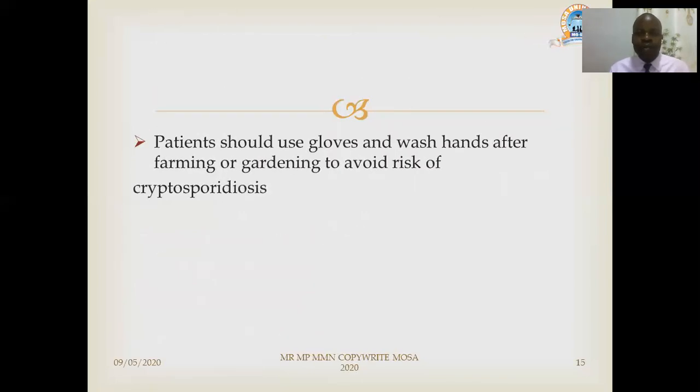Patients should use gloves and wash hands after farming or gardening to avoid risk of cryptosporidiosis. So prevention is better than cure. We are trying to give out some preventive measures which can ensure patients don't expose themselves to these opportunistic infections, because it's a known fact that whether HIV positive or not, you need to work for yourself so that life still continues.